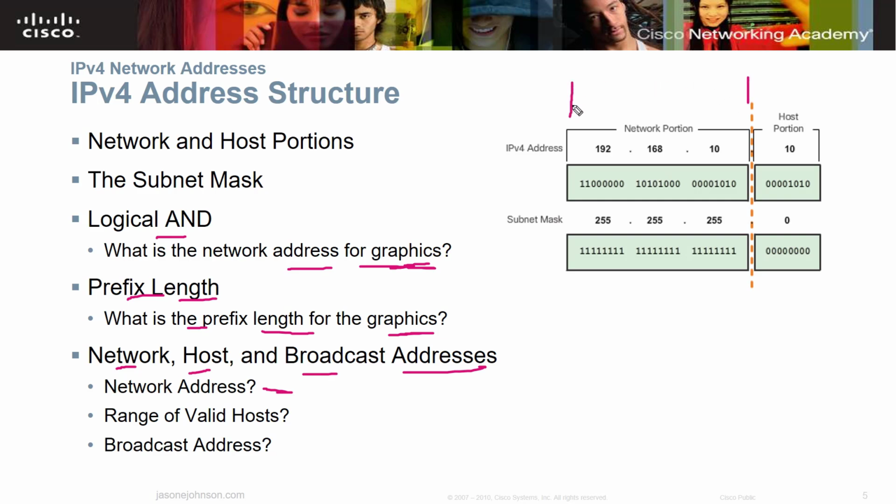When we talk about network, host, and broadcast addresses, a network address is going to be this address right here, so 192.168.10. It doesn't matter what's over here. Usually you're going to see it represented by a 0. If you say 192.168.10.0 is your network address, you know that everything past .10 is your network. Your range of hosts is going to be everything from here, so 0 to 255.